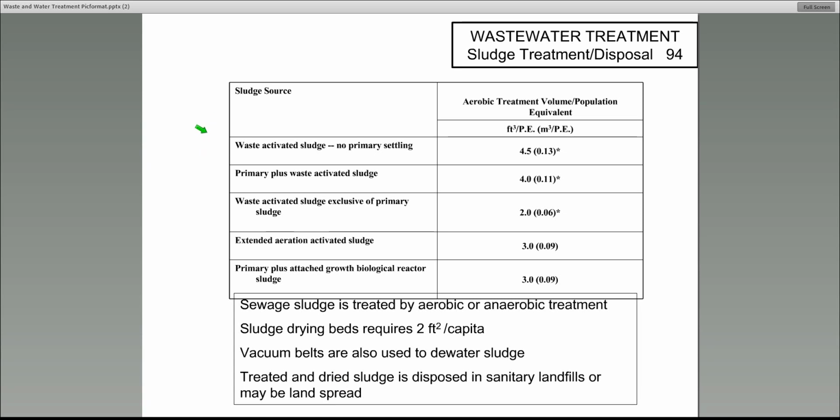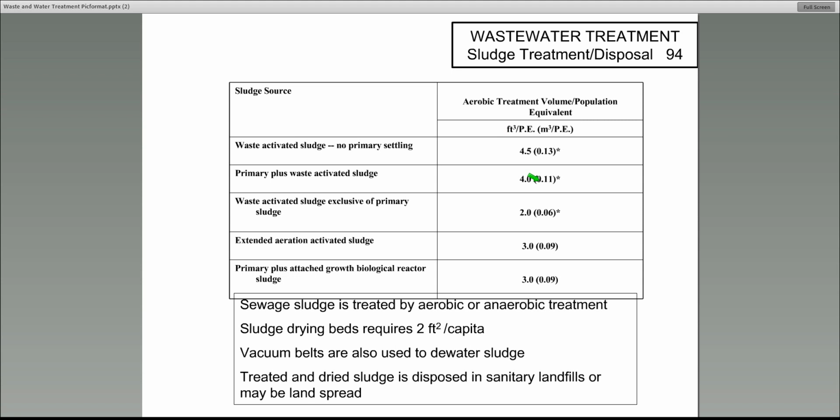And normally you would have a secondary, which would be a primary settling tank plus waste activated sludge. Now remember, the waste activated sludge is not the sludge you're treating here. This is from the aeration tank. So it's from the settling tank and the aeration tank. So people get confused when they see that. So that would be a factor of 4 cubic feet per population equivalent. Okay.